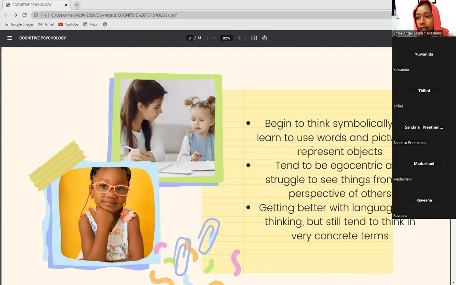Okay, so in this stage, they try to think symbolically and learn to use words and pictures to represent objects. Here they understand the words you are saying, and you show the pictures. For example, if I wanted to show a cow, I'm going to show a picture of a cow and say, this is a cow. Or I show a picture of a horse and introduce, this is a horse. So the child can remember, okay, this is a horse, right? And then you can organize pictographic worksheets. Like this, you can show this picture and say, this is a bicycle.